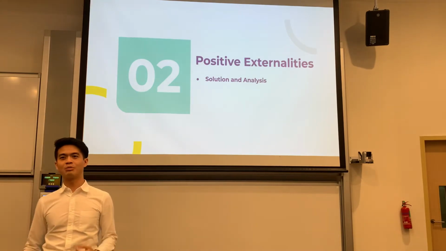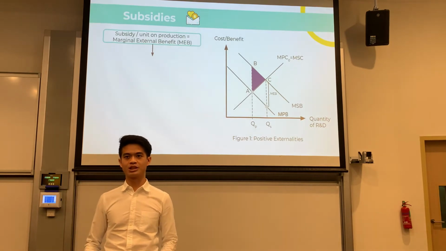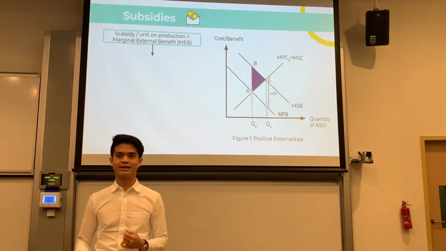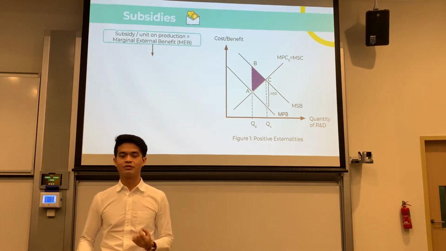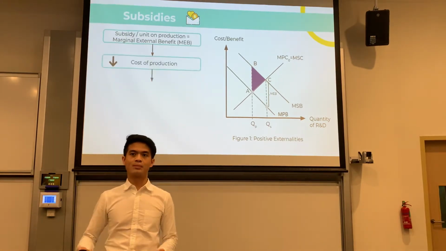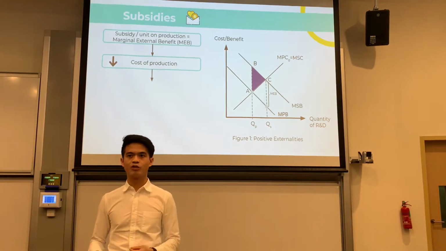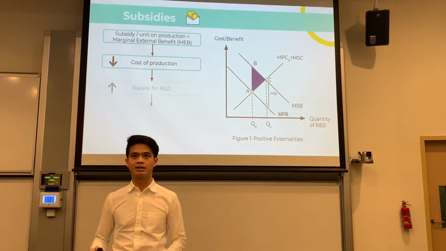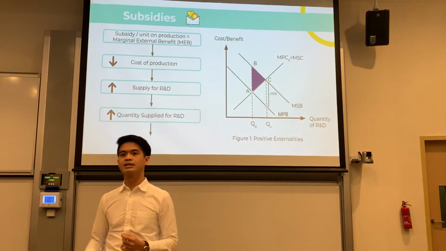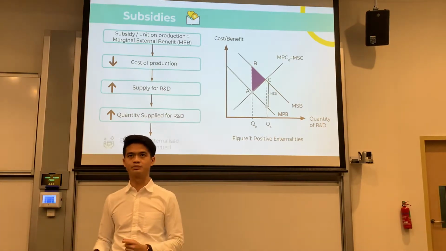Thanks, Silas. Now, I'll be moving on to solutions for solving the presence of positive externalities. One effective way to solve the issue of positive externalities is through subsidies. But before we get into the technical analysis, let's think of subsidies as an economic concept. If one were to implement a subsidy per unit on production that is equivalent to MEB, they would be able to lower the cost of production. And remember that the cost of production is a supply factor. As such, lowering COP increases supply for R&D. This causes quantity supplied to increase from QP to its socially optimal level, QS. Therefore, this results in an internalization of the externality and deadweight loss to be eliminated.